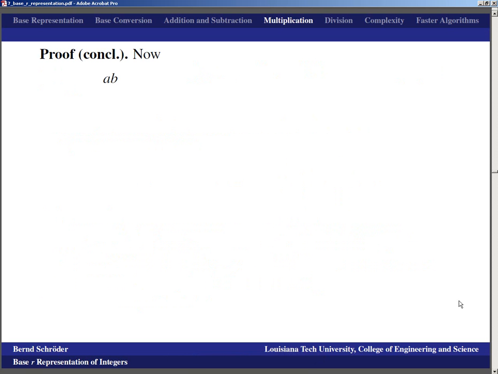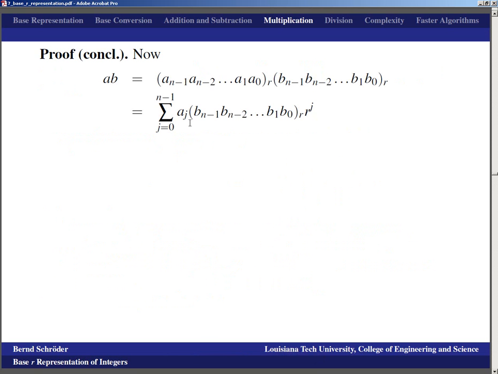And if we now conclude this proof, if I take a times b, well, that is these digit representations multiplied with each other, so that's the sum j equals 0 to n minus 1 of the aj digit times the digit representation of b times r to the j. And so that is a sum of n numbers with n plus 1 digits each, right? And that is, well, they actually only have n digits, but if it has n digits, then we could also pretend it has n plus 1 digits.